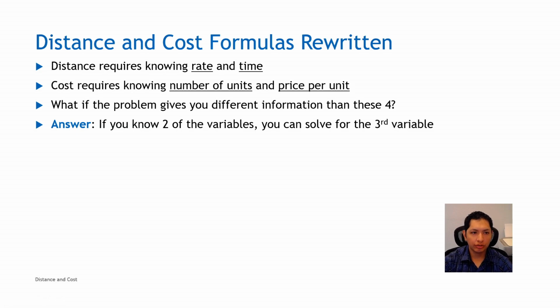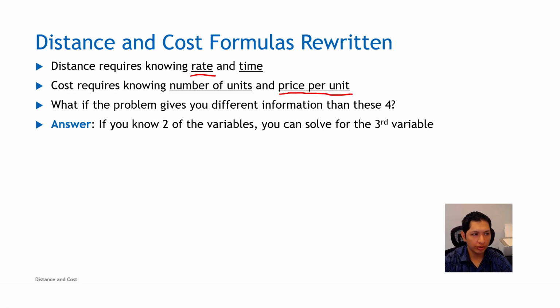So we saw how to solve for distance and cost in the previous sections. For distance, you need to know rate and time, and for cost, you need to know number of units and price per unit. But what if the GED math test doesn't ask you to solve for distance and cost, and instead asks you to solve for one of the other units? In other words, what if the GED math test asks you to solve for rate in terms of distance? Or what if it asks you to solve for price per unit in terms of cost?